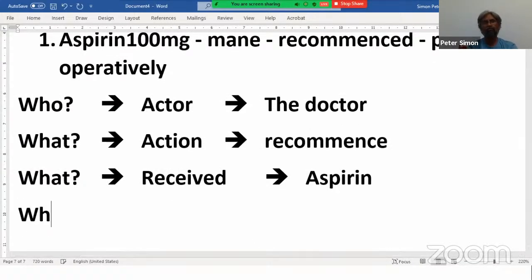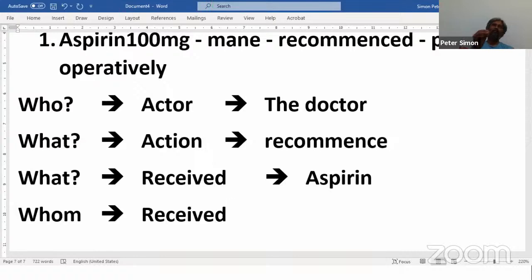Whom? This is the receiver again. Somebody received this action. When the doctor recommends, aspirin is no more, and he also is not the same. Now he is with aspirin in his stomach. So action is happening to him also. So he received the action.